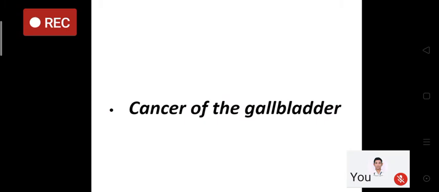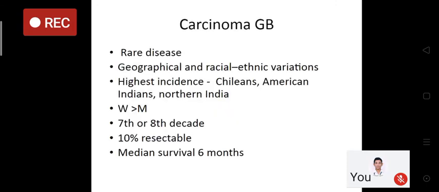Now coming to the next common malignancy of the biliary tract, that is of the gallbladder. As already discussed, tumors of the gallbladder are more common compared to tumors of the biliary tract. So, carcinoma gallbladder, again, is not a very common disease, having a lot of geographical and racial variations. And in the Indian continent, particularly North Indians are very much prone to carcinoma gallbladder. In our North Indian states, there is a high incidence of carcinoma gallbladder.